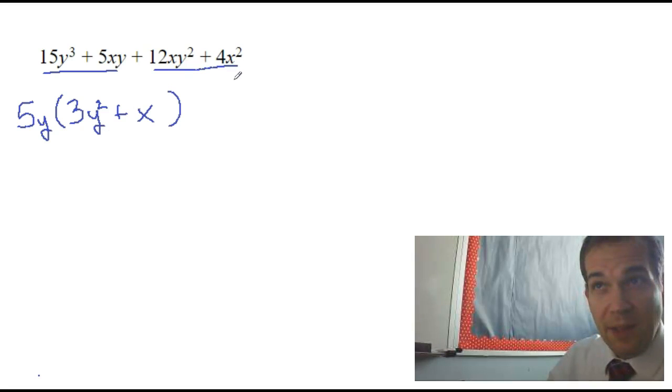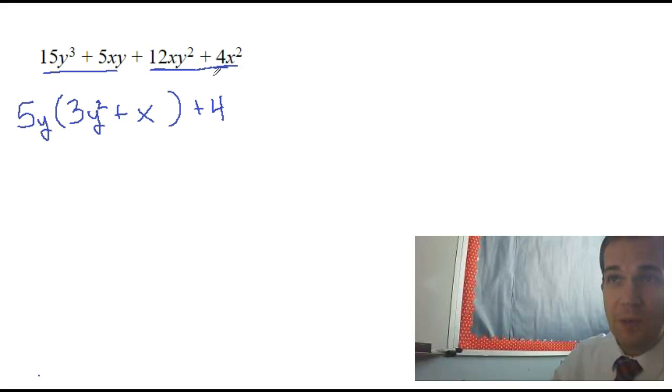Moving on to the next set of things, I'm going to look at these numbers first. The greatest common factor there between 12 and 4 is 4. That's the biggest thing. I also can pull an x out of both terms because this has an x and this has an x squared. But even though this guy has y's, this guy doesn't have any y's, so I can't factor out a y there. So that's the biggest common factor between these two terms.